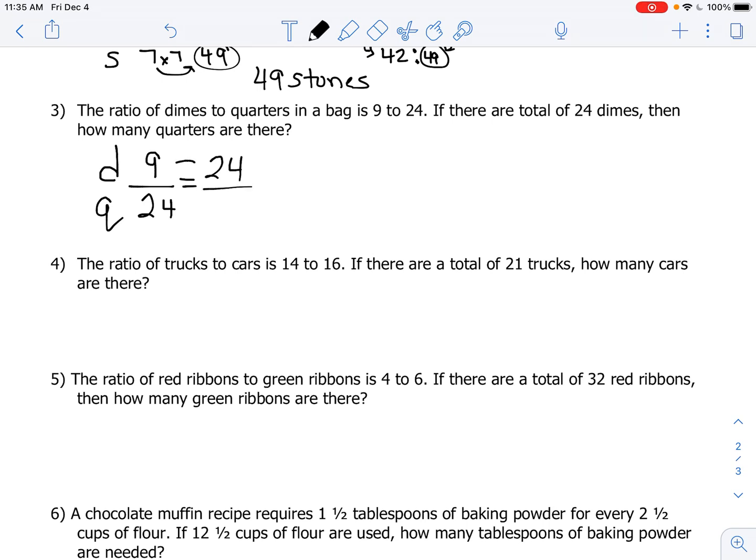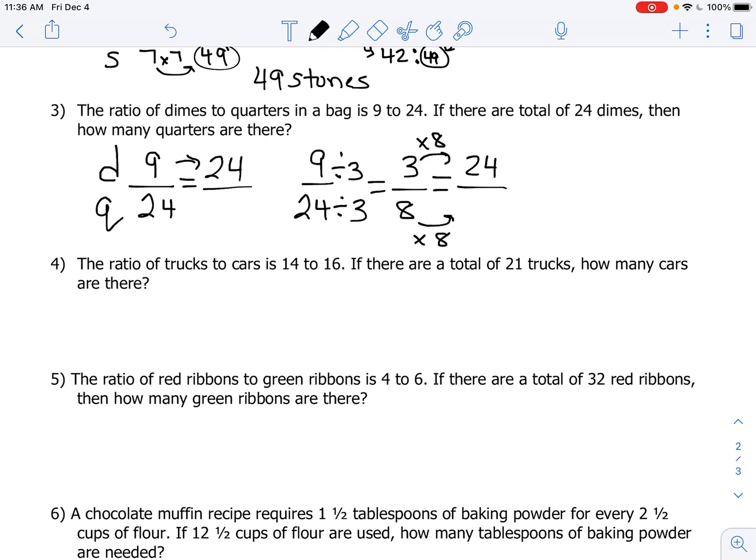And again, there's no whole number that I can multiply 9 by to make 24. So I'm going to try simplifying 9 over 24 to lower terms, and then we'll see if we can make an equivalent ratio. So 9 and 24 are both divisible by 3. 9 divided by 3 is 3. 24 divided by 3 is 8. So that's the lowest terms, and we want to make an equivalent ratio of 24 in the numerator. So 3 times 8 gives us 24. So we would have to do 8 times 8 to make that equivalent ratio. So it's going to be 64 in our denominator. So 64 quarters are in the bag.